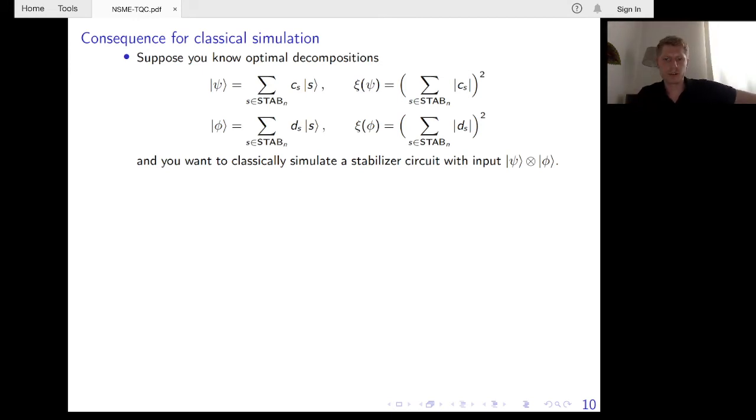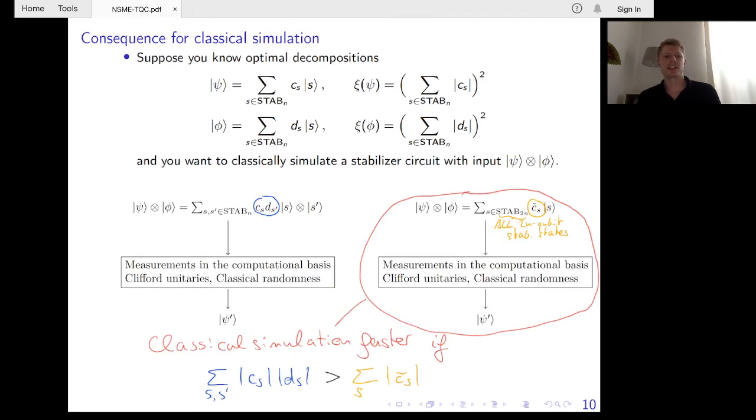Then you might observe the following. Your stabilizer circuit is again given by measurements in the computational basis, Clifford unitaries, and classical randomness and classical control. So if you want to classically simulate the circuit and you want to use the stabilizer extent, what's the natural decomposition of psi tensored with phi? Well, you simply write out the expansions here, and then you get a decomposition of psi tensor phi in terms of product stabilizer states. And the L1 norm of the coefficients is given here in blue, so it's simply the product of the L1 norms that you got here.